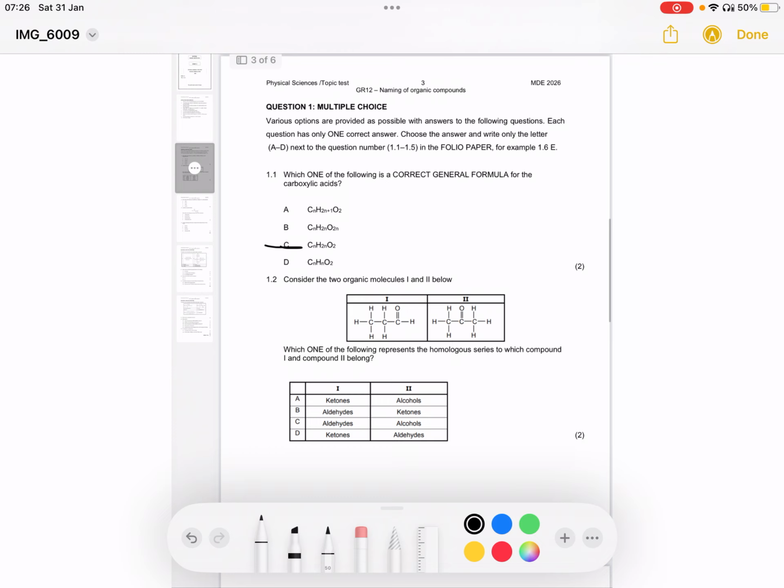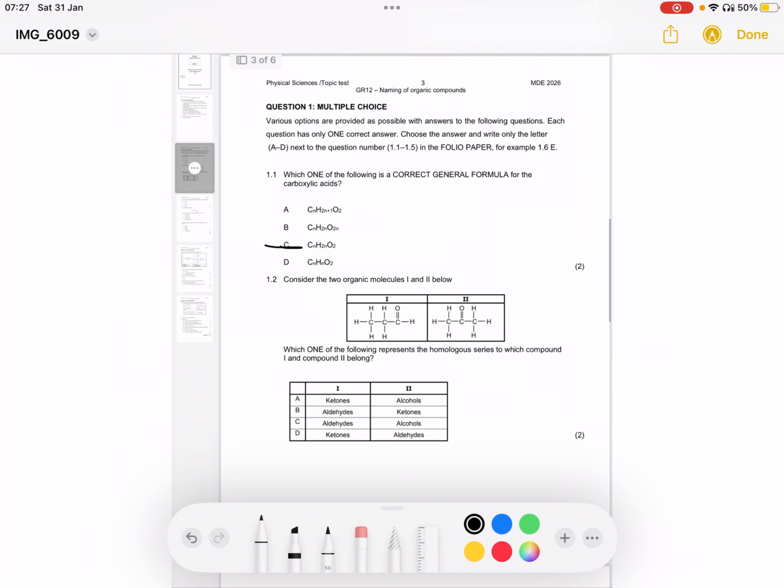Consider the two organic molecules, 1 and 2 below. Given the structural formulas, which one of the following represents the homologous series to which compound 1 and compound 2 belong? Looking at compound 1, we can see it has 3 carbons, and we can see that the functional group is one of an aldehyde, so it has to be a propanal. But we're not looking for the name here, we're looking for the homologous series, which means this is an aldehyde. So therefore B and C stand a chance.